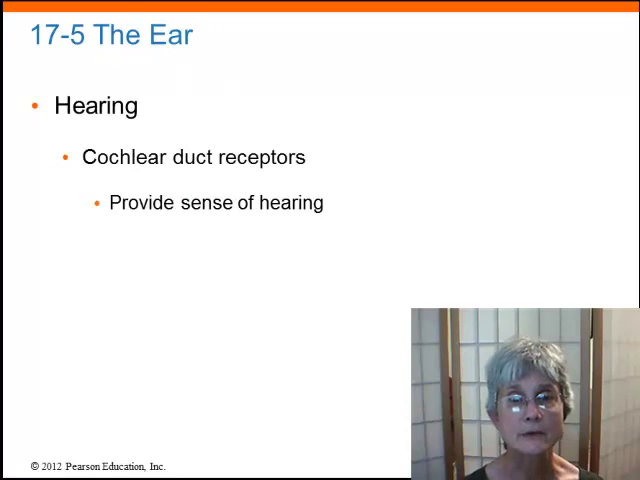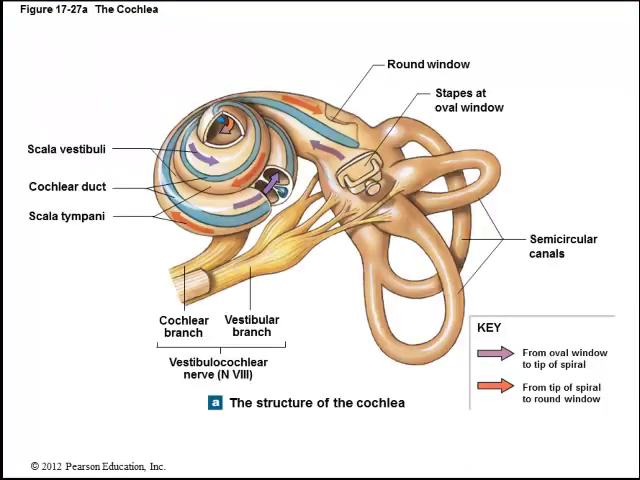So as I said, those cochlear duct receptors provide your sense of hearing. And as you'll see, the vibrations as they enter spiral through the cochlea. They're going to shortcut through the cochlea at some point and then leave through the round window.